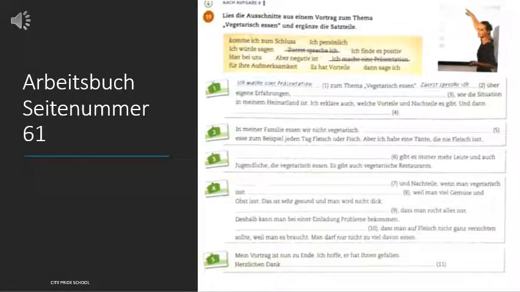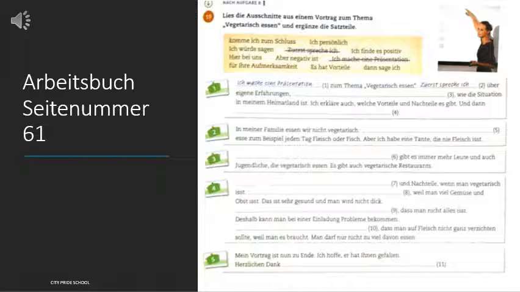Nächste Seite, Arbeitsbuch, Seite Nummer 61. Aufgabe 19. Lies die Ausschnitte aus einem Vortrag zum Thema vegetarisch Essen und ergänze die Satzteile. Read the segments from a presentation on the topic vegetarian food and fill up the sentence parts. They have given in the bracket komme ich zum Schluss, that means I come to the end. Ich persönlich, I personally. Ich würde sagen, I would like to say.